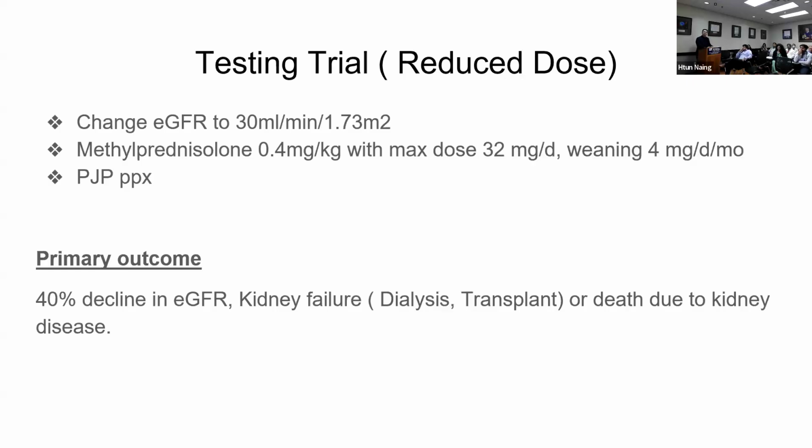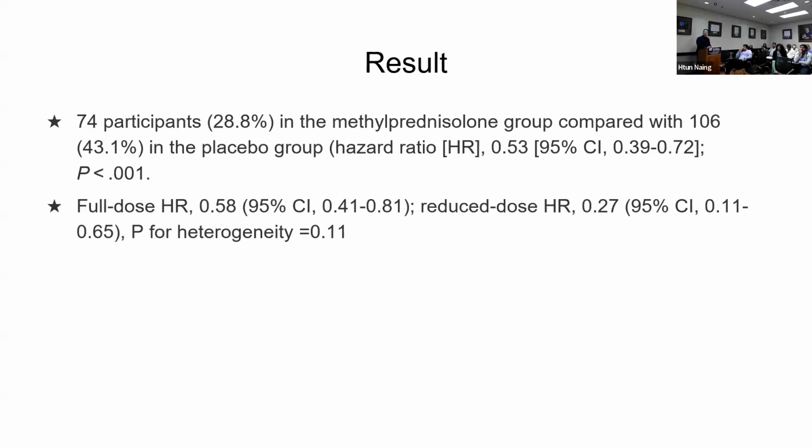The primary outcome is the primary composite outcome, because that's a traditional trial. It was done a long time ago. So the primary composite outcome is 40% decline in eGFR, kidney failure, dialysis, or transplant, and they don't care about proteinuria at the time.